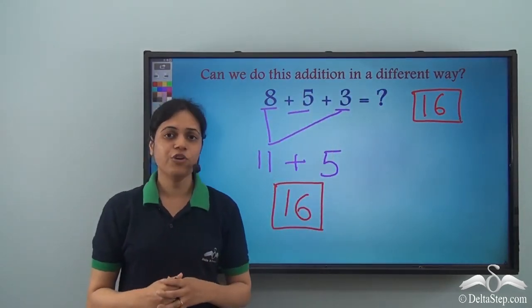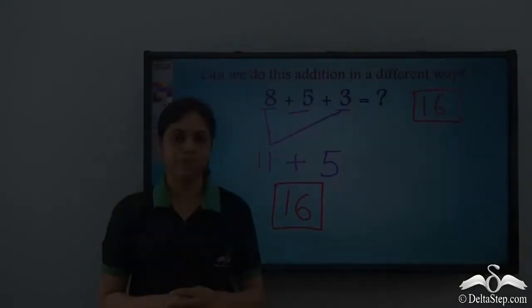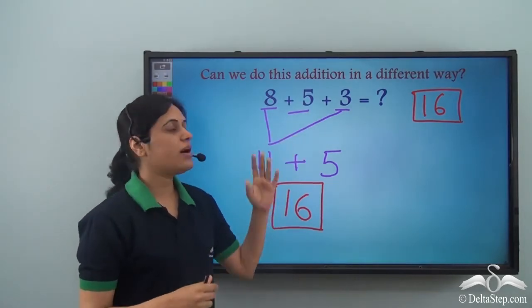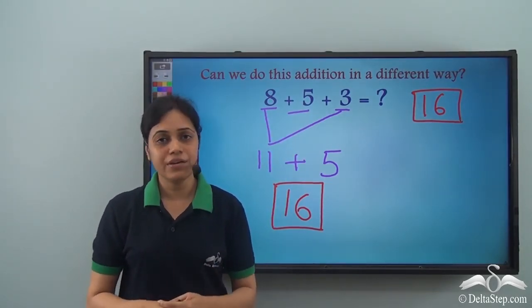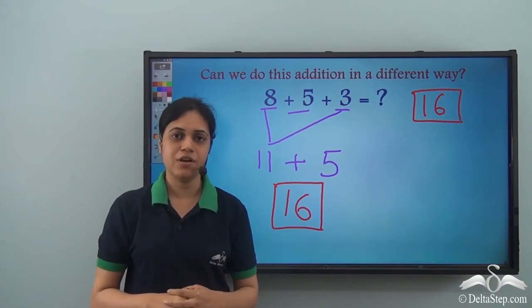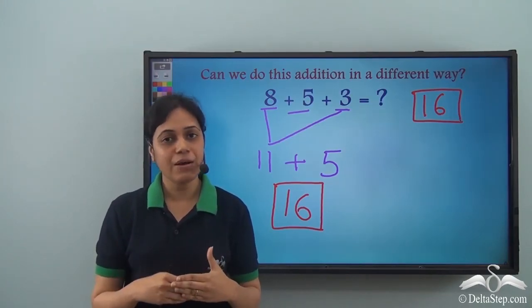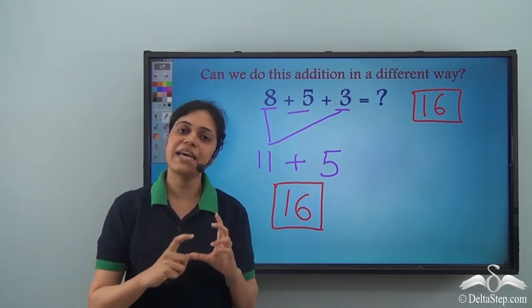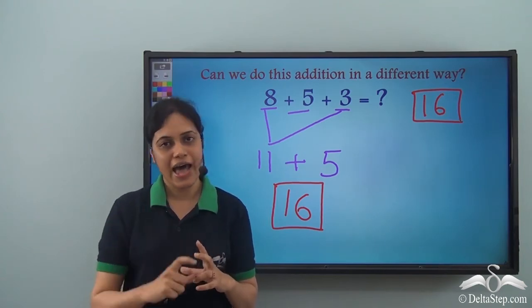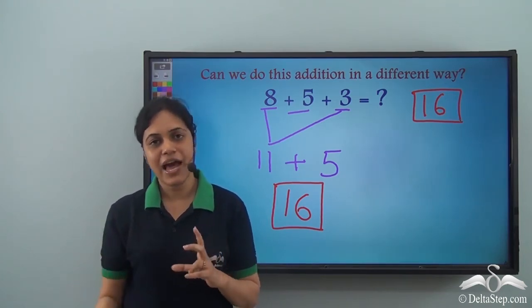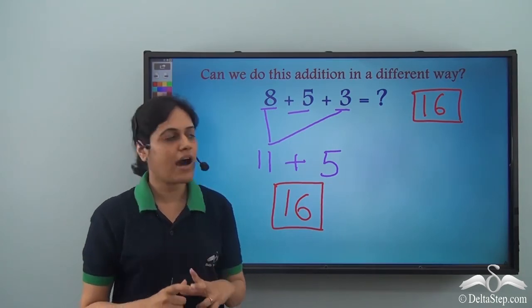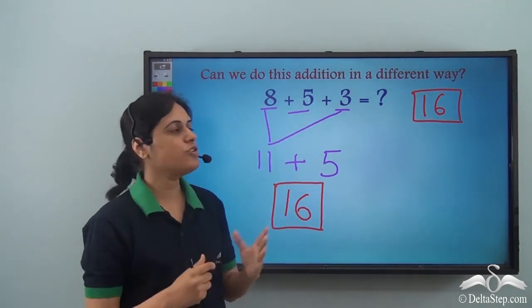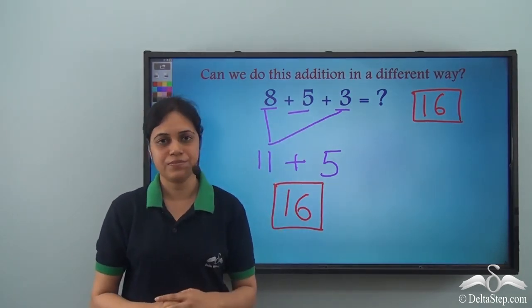So this is how you can add three numbers. We have solved for small numbers here. You can add any number, even bigger numbers, using this method. So whenever you have three numbers which are to be added, take any two numbers, add them, and then add the third number to their sum to get the final answer. So this is how you can add three numbers.